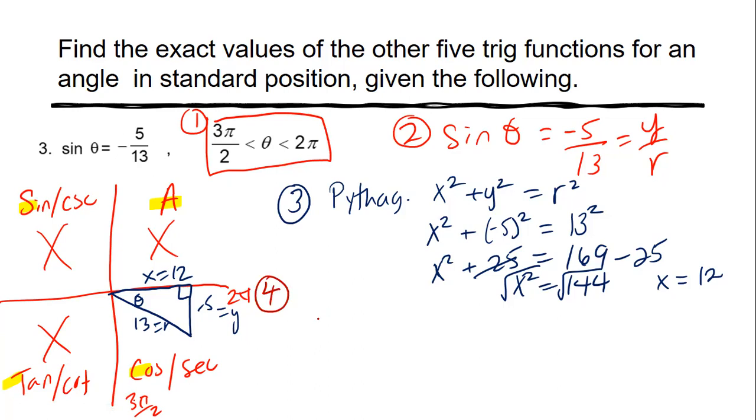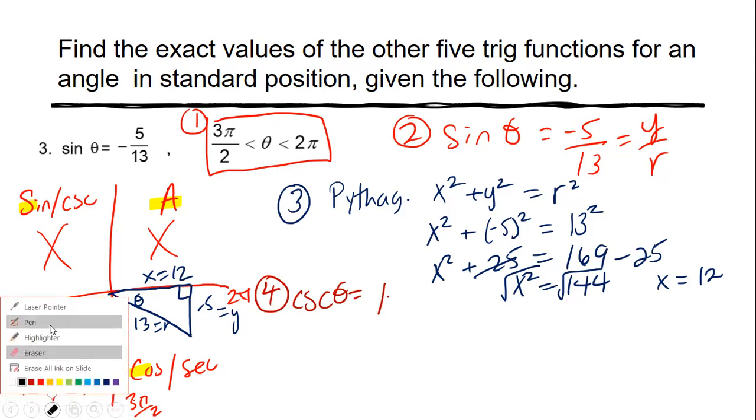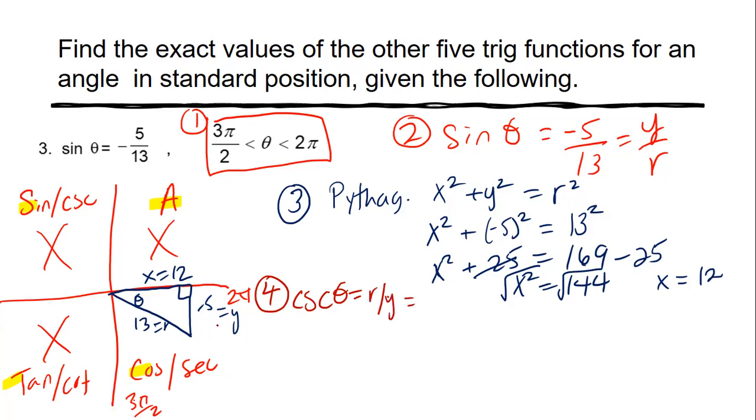Step 4 is to find the rest of your trig values. Do I have everything I need on my triangle to find my trig values? Yes, I do. We already have sine, so let's find its reciprocal. What is my cosecant theta? Cosecant theta is r over y, which is 13 over negative 5. Now we're going to go to cosine theta.